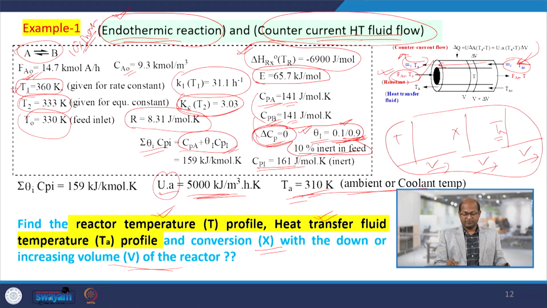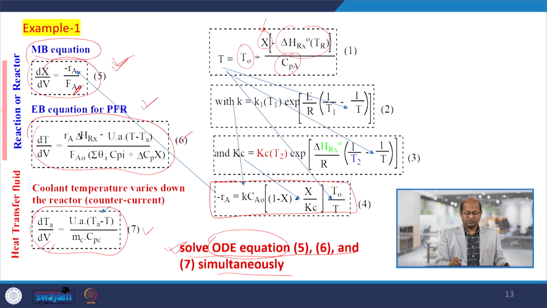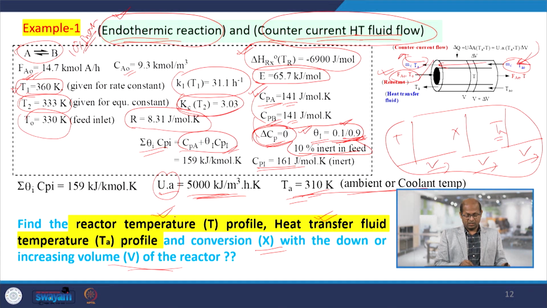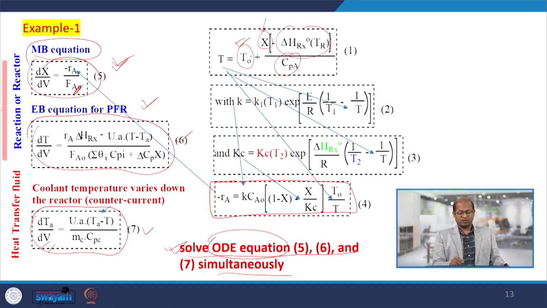C p A is also given. T naught, the feed inlet temperature, is also given. So almost all components are given, and here we can find out the temperature T at a specific conversion.